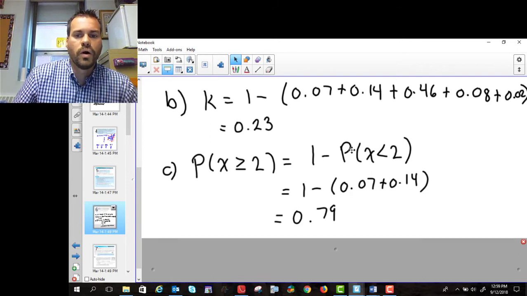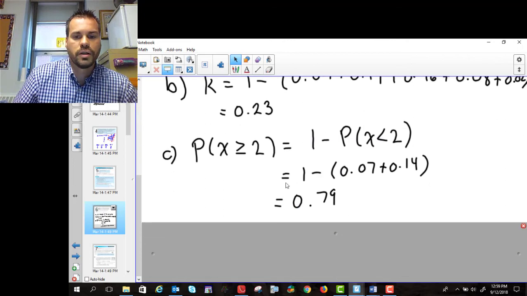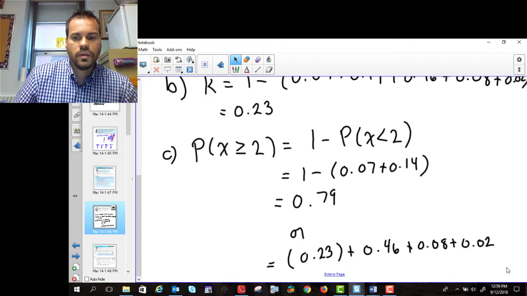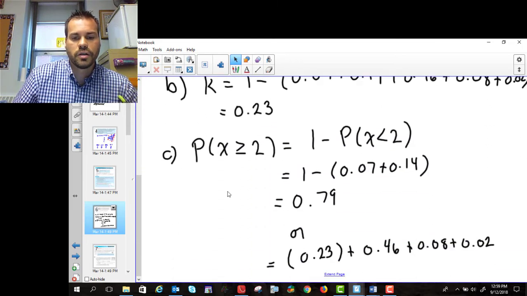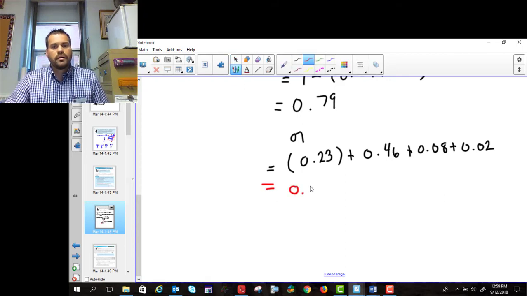We can either go 1 minus the probability that x is less than 2, and that gives us 2 possibilities, right? It's either 0 or 1. So we just take these, add them together, and then subtract from 1, and we get 0.79. Or you can add them up from 2 up, right? So you can go 0.23, 0.46, 0.08, and 0.02, and you will also get 0.79. So you can do either one. I'll just write this in here just to finish the thought.